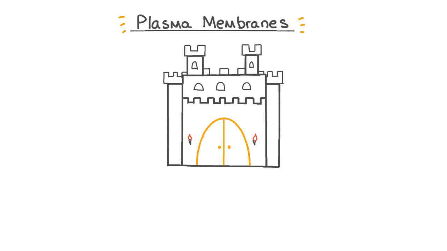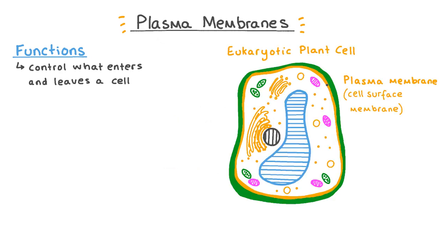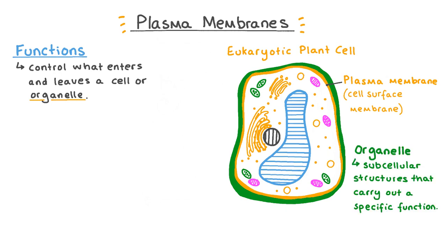Every living organism possesses cells that are surrounded by a plasma membrane. These membranes act as the gatekeepers of the cell, controlling what can enter and what can leave a cell. Eukaryotic cells like this plant cell not only have a plasma membrane or a cell surface membrane around the surface of their cells controlling what enters and leaves the cell itself, but there are also membranes within the cell surrounding certain organelles. Organelles are subcellular structures that carry out a specific function.